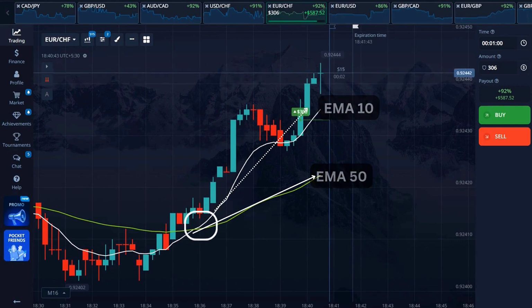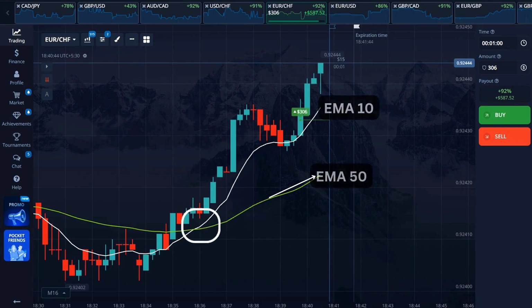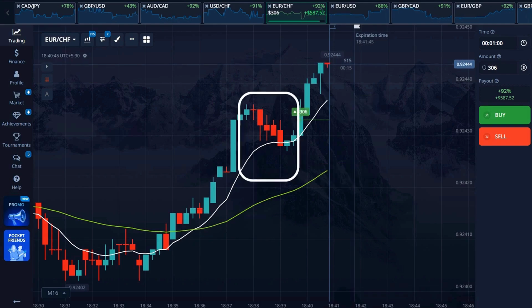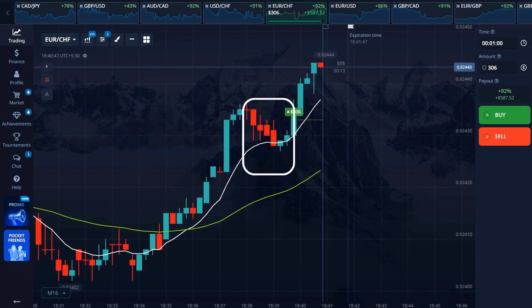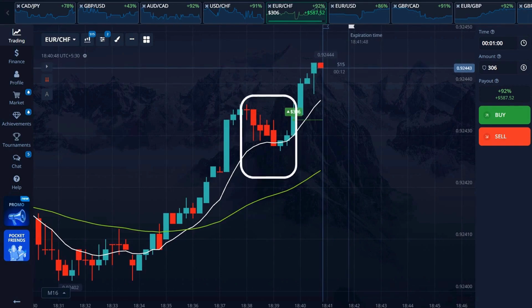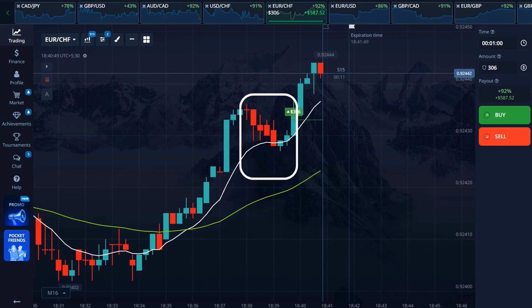Rule 3. Wait for the first pullback to EMA 10. This is the most important part. After the crossover, wait for the very first pullback or touch to EMA 10. This is where strong trends actually begin.